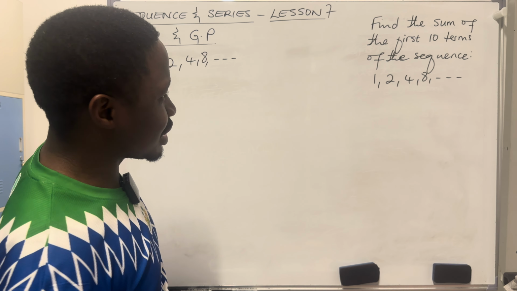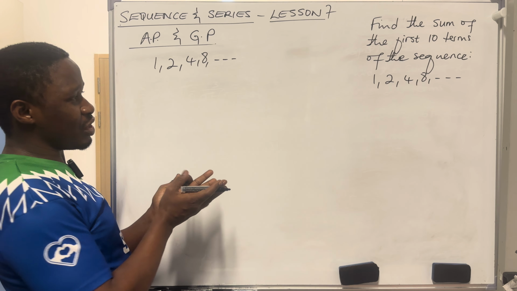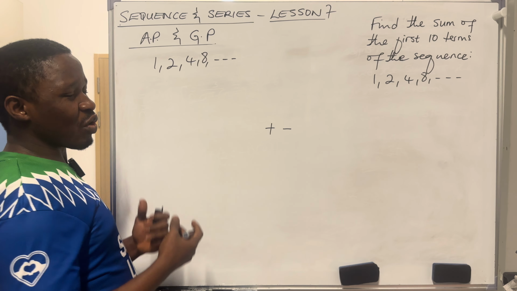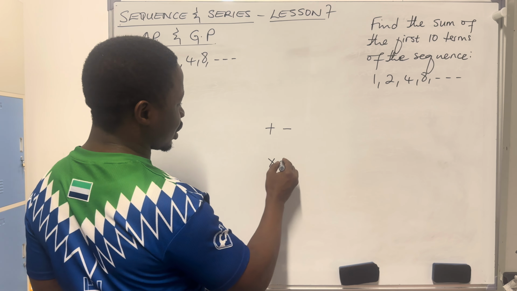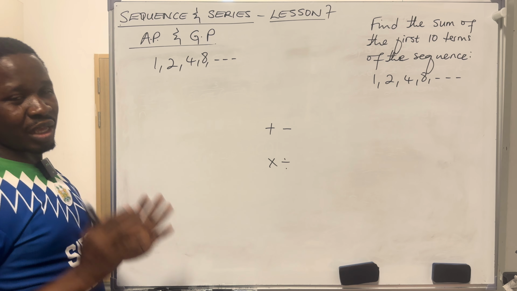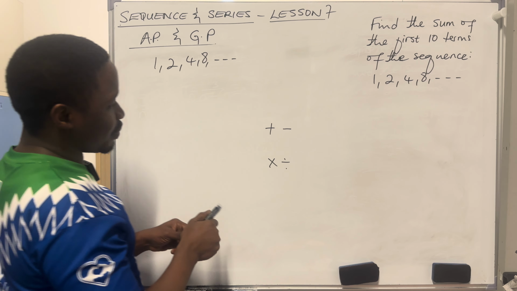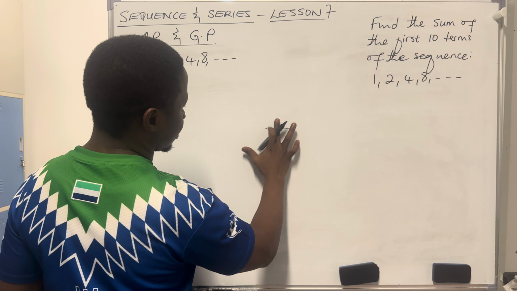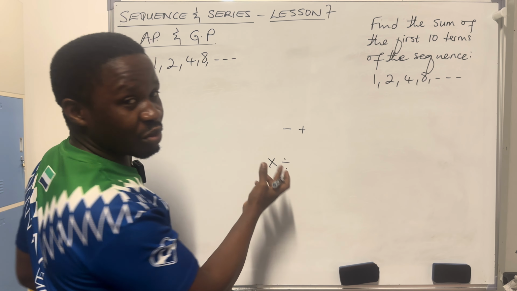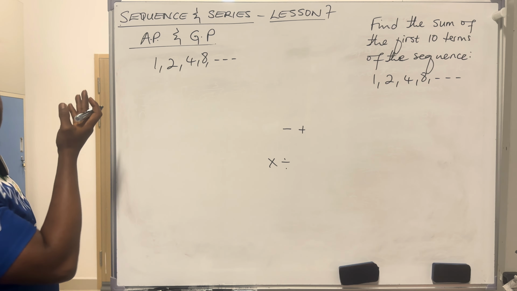How do we know whether this is an AP? An AP has a constant value by addition or subtraction. A GP has a constant value by multiplication or division. The first thing you try is for AP. Try the minus before the plus, and try the multiplication before the division. Let's try the minus. This way, we always go this way.